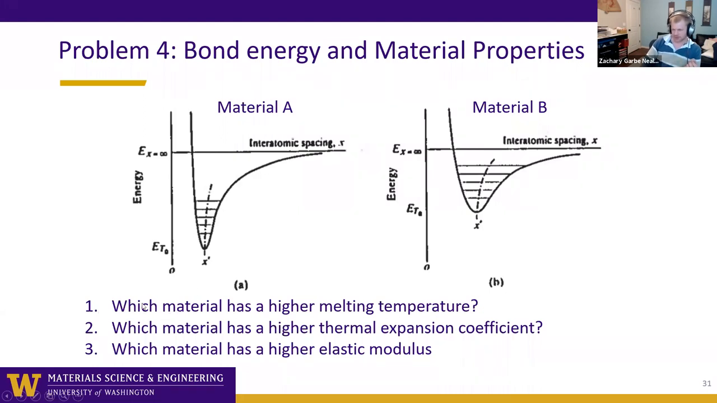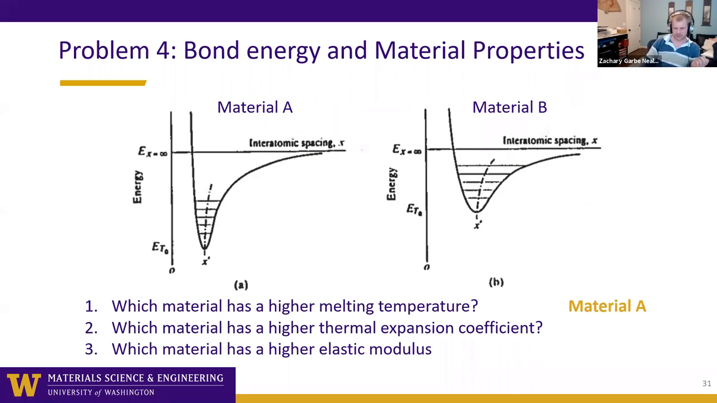First question: which material has a higher melting temperature? You need to think about what melting temperature means, and which of these would have the higher melting temperature. You can say yes for material A and no for material B if we don't get some answers here. Okay, many of you are seeing A, so the answer is A. Now let's consider why material A has a higher melting temperature than material B.